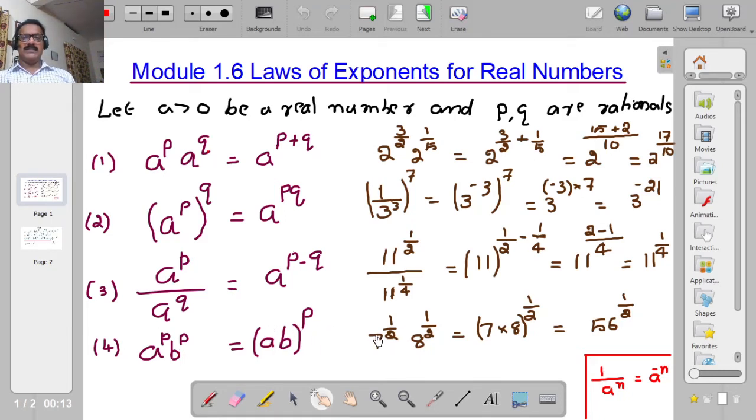So an example is this: 7 raised to 1 over 2 times 8 raised to 1 over 2 is equal to 7 into 8 the whole raised to 1 over 2. Instead of a we have 7, instead of b we have 8, and instead of p we have 1 over 2. Both 7 and 8 have the same exponent. So 7 times 8 is 56. So the result is 56 the whole raised to 1 over 2.